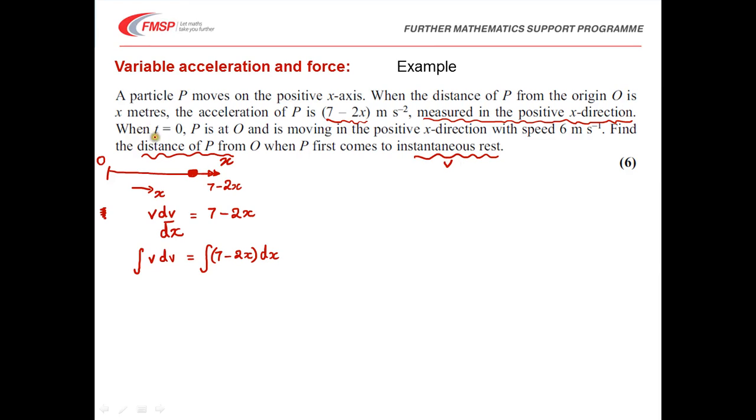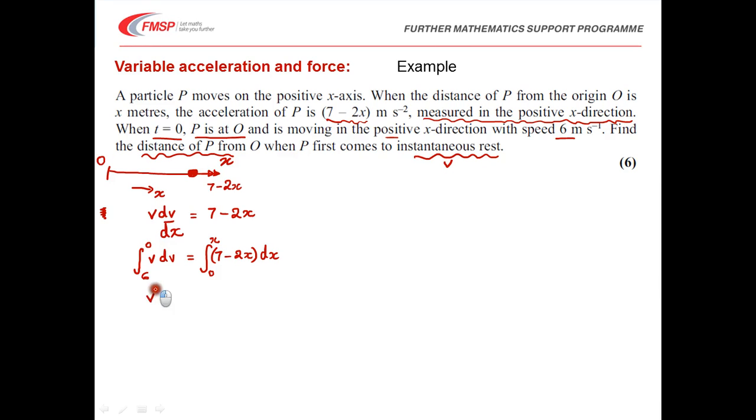So let's look at our limits here. When t is 0, p is at O. That means that x is 0 and it's moving in the positive x direction with speed 6 meters per second. So I know that when x is 0, i.e. it's at the origin, v is positive 6. So I can put those matching limits in. I'm interested to know the displacement here when v is 0, so I'm just going to make my limits up there: 0 and a matching x. Okay, so I'm then going to carry out my integrations.